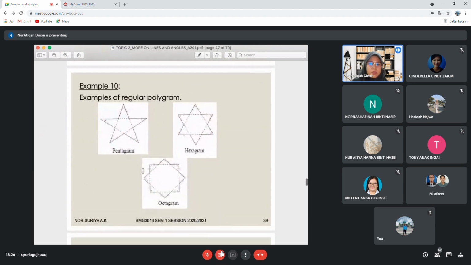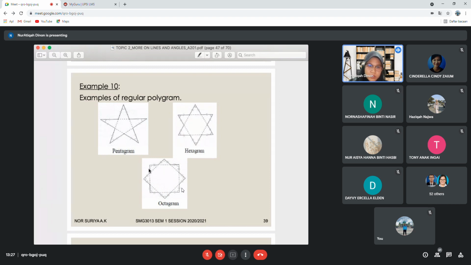Okay, so these are some examples of regular polygrams. This is a pentagram. As you can see, in the middle here is the shape of a pentagon. But when we extend the sides, we have the star shape here, and this one we call a pentagram. For this one, based on the hexagon in the middle of the star, when we extend we have the hexagram. And this one is an octagram, based on an octagon, 1, 2, 3, 4, 5, 6, 7, 8, 8 sides.